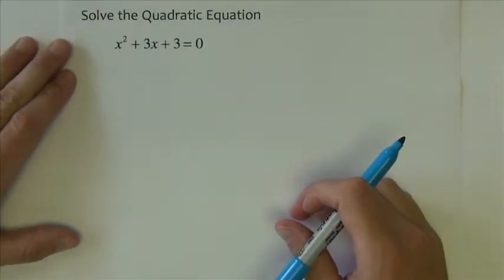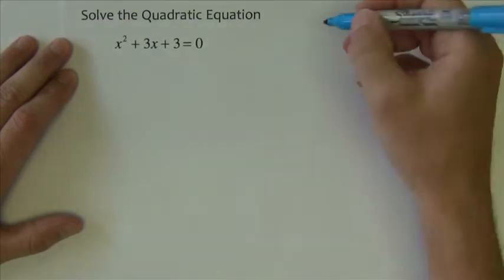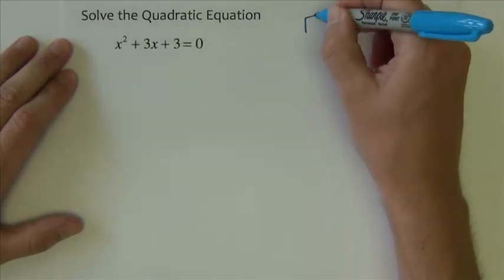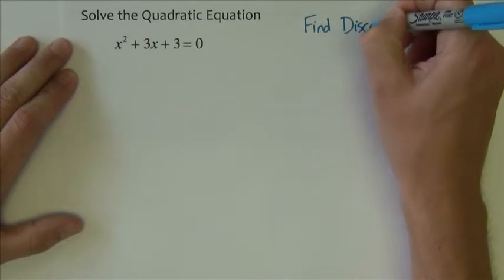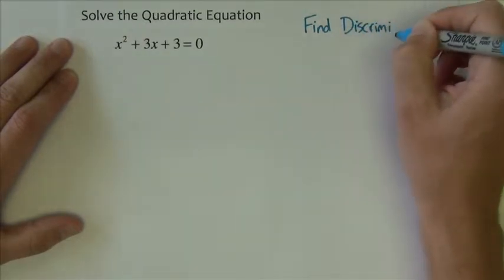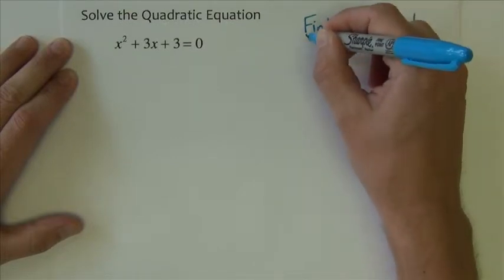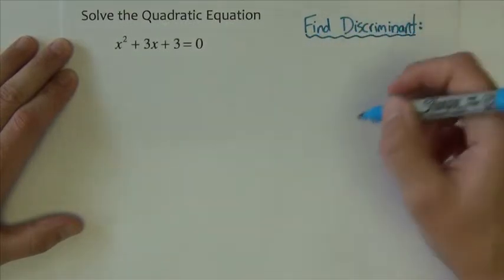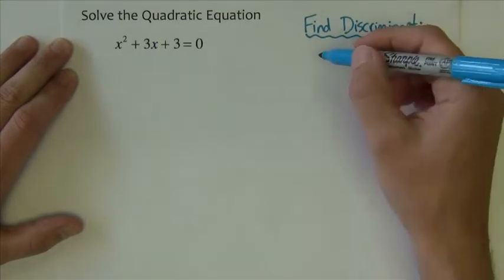Well, let's look at one final example. On this example it says solve the quadratic equation. Let's begin by finding the discriminant. The directions don't call for it, but let's just say we go ahead and do that so we can talk about what we learned on the previous slide.